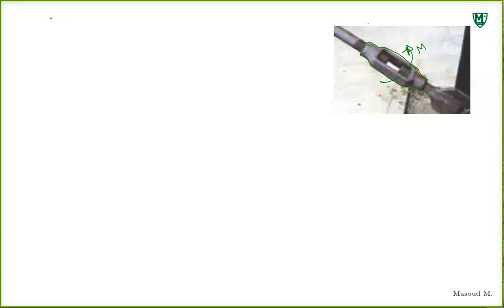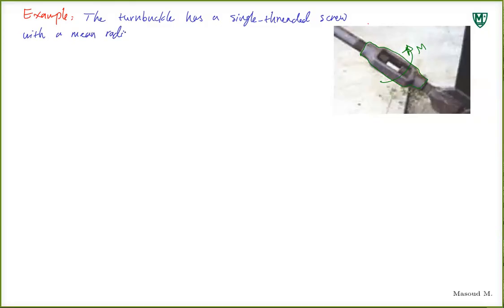Let me write the example statement there. It says the turnbuckle has a single threaded screw with a mean radius of 5 millimeters and a lead of 2 millimeters.